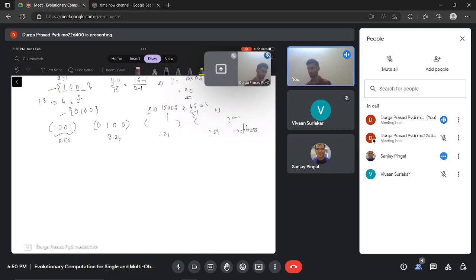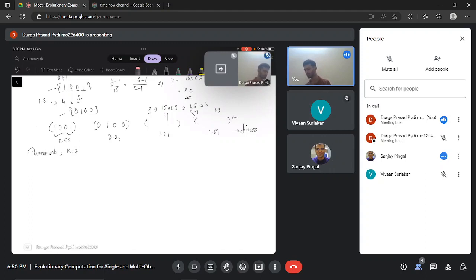Once you get the fitness values, the next step is the selection operator. For our sake, I am considering we are using tournament selection with k equal to 2, I mean binary tournament selection. So we select two of them at random.